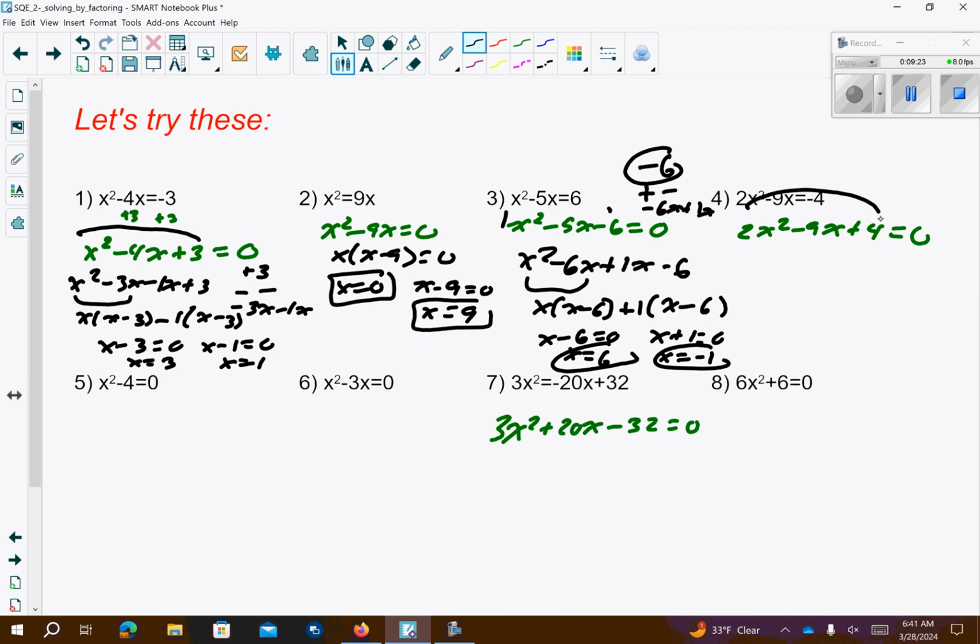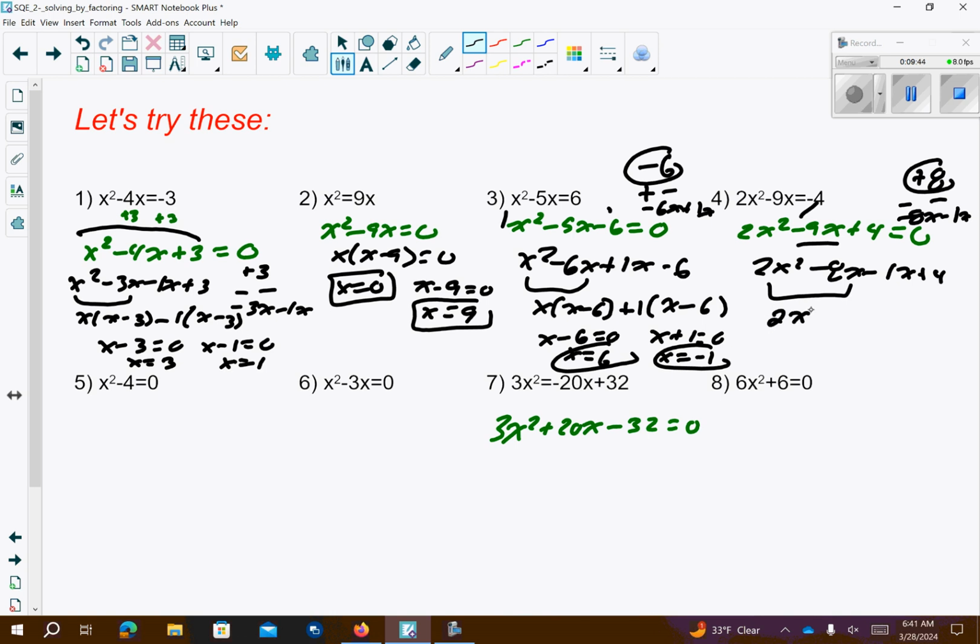Problem number 4, we're going to multiply those together. Oops, I'm covering up the problem, I'm sorry. So that's going to give me a positive 8. Because I have a negative sign right there, both signs will be negative. So I have negative 8x and negative 1x that I'll plug in for that. So I'm going to get 2x squared minus 8x minus 1x plus 4.